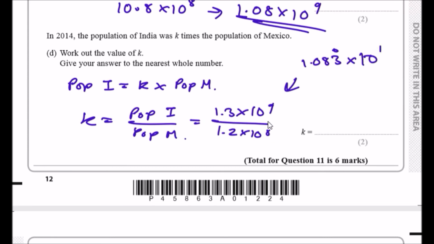So give your answer to the nearest whole number. If you multiply this out, you should get about 10.833. To the nearest whole number, that's 11.